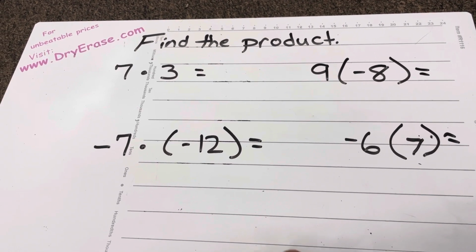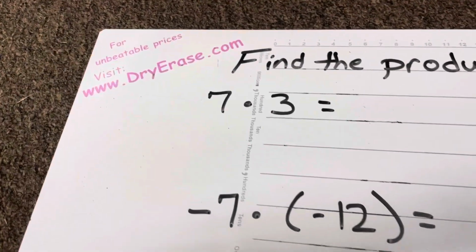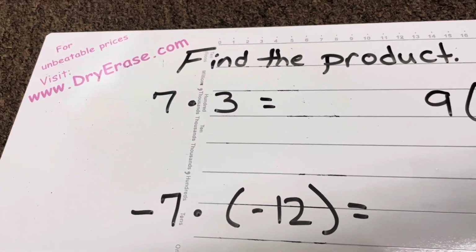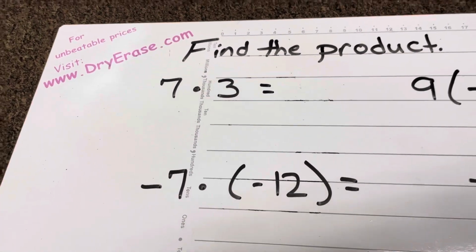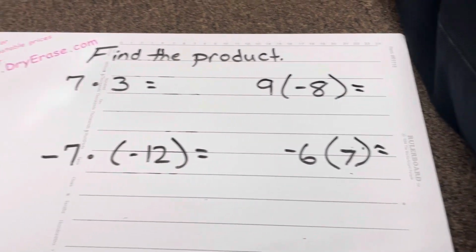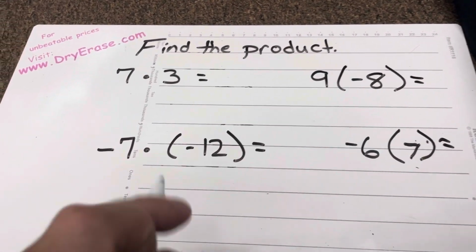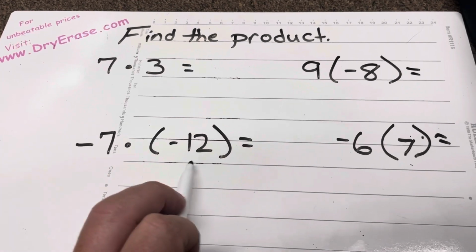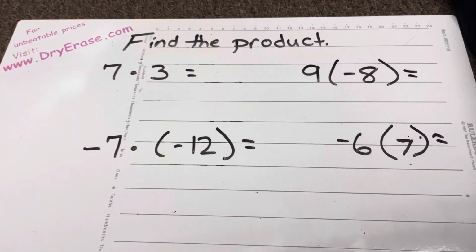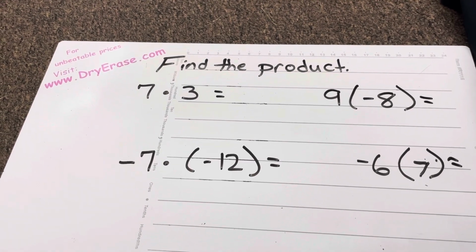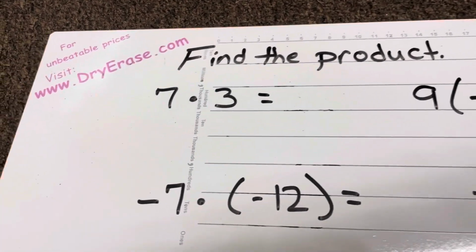If you have, in this situation, two positive numbers, it's just 7 times 3. Notice how we're not using an X for multiplication in any of these. By the time we get to 7th grade, we're moving on from that. So we're using a dot or parentheses, just depending on the situation. So we've got a couple different scenarios here.